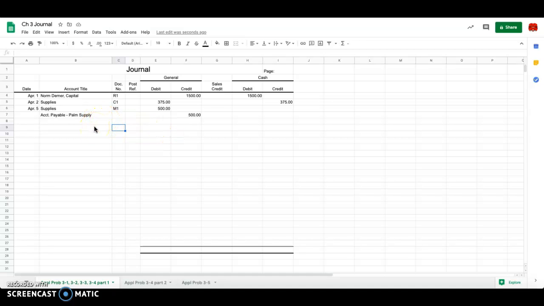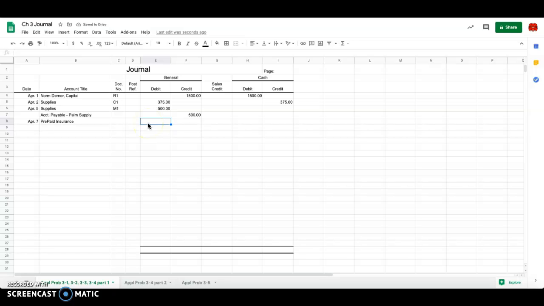All right, then it said that we paid cash for insurance. So I'm going to go April 7th, and then prepaid. It's not just insurance, it's prepaid insurance. And I know that it said we paid cash.